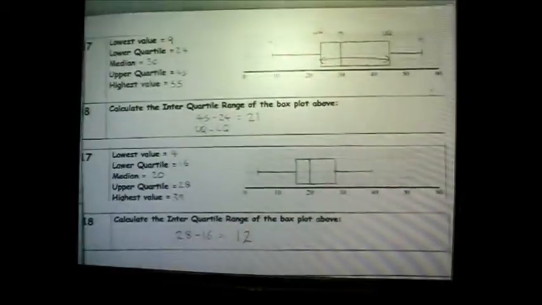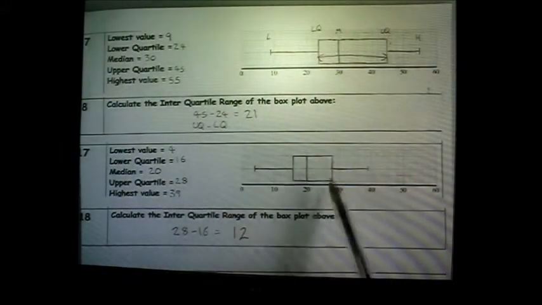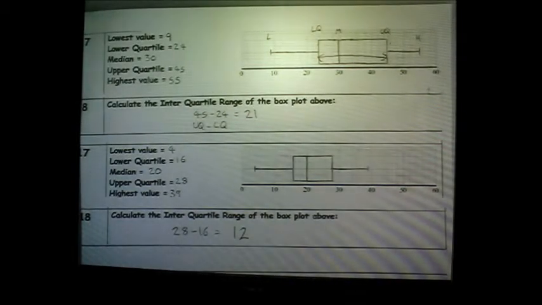Next one, I'm not going to go through this one, same thing. Lowest value, lower quartile, median, upper quartile, highest value. Interquartile range is 28, take away 16. Done, it's 12. Always show your workings for it, please.